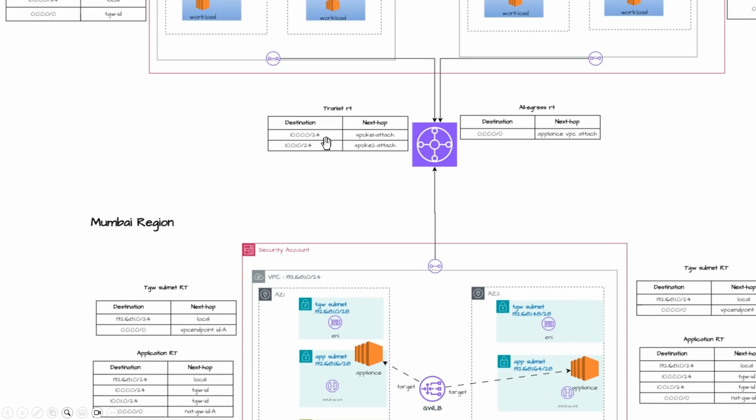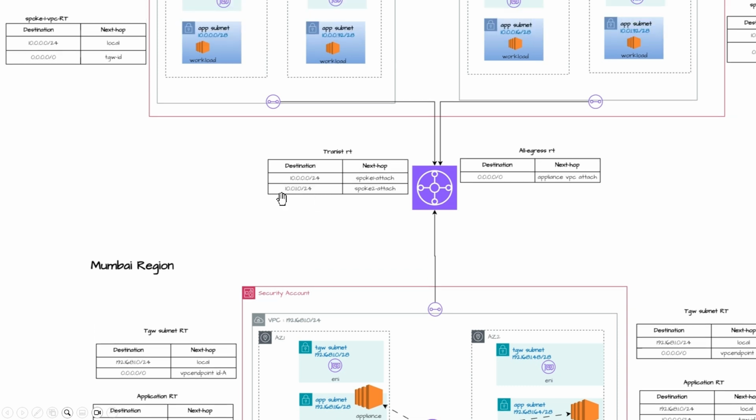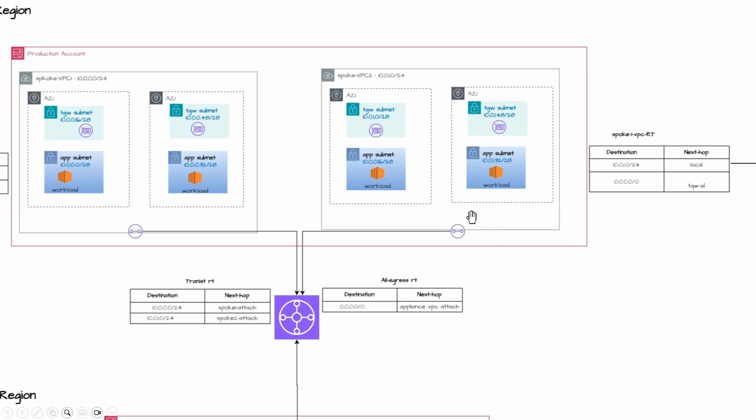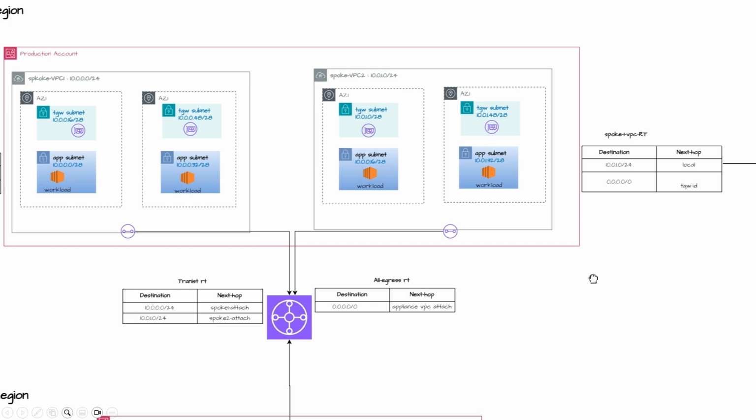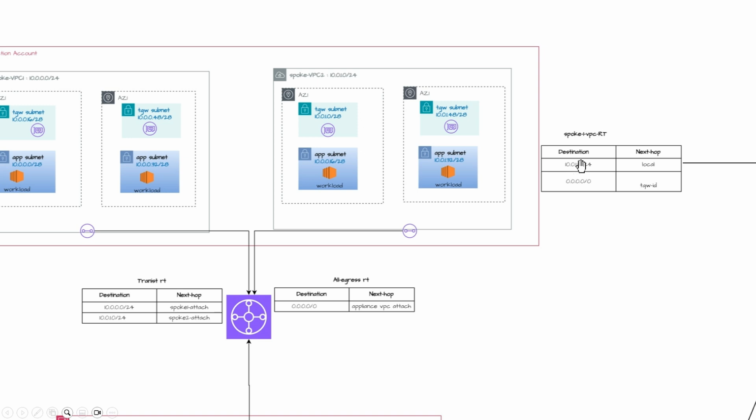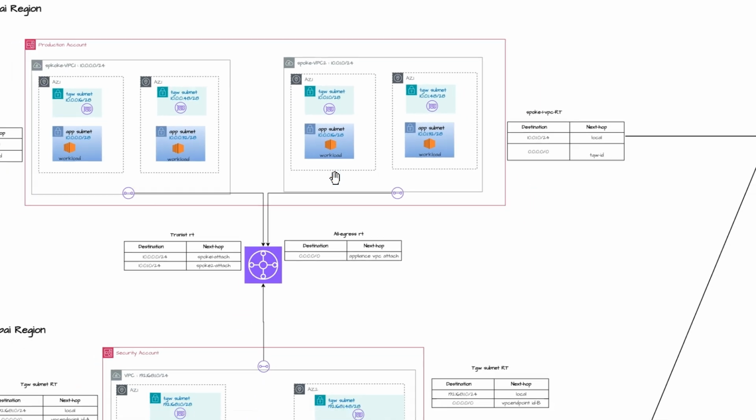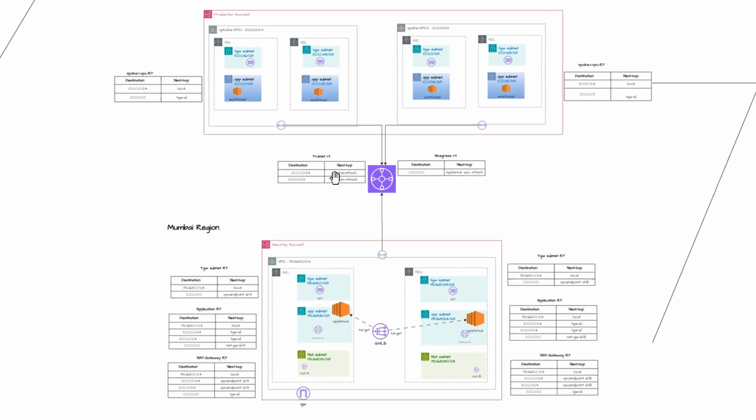The transit gateway will look at the transit route table. The transit route table here has 10.0.1.0/24 attached, and it will send the traffic to this particular attachment, the spoke 2 VPC, and the traffic will reach the spoke 2 VPC. Once the traffic reaches this VPC, it will look at the local route table. The local route table says the local next hop, and the traffic will be delivered to this particular workload, right? So this is how the east-west traffic flow works.